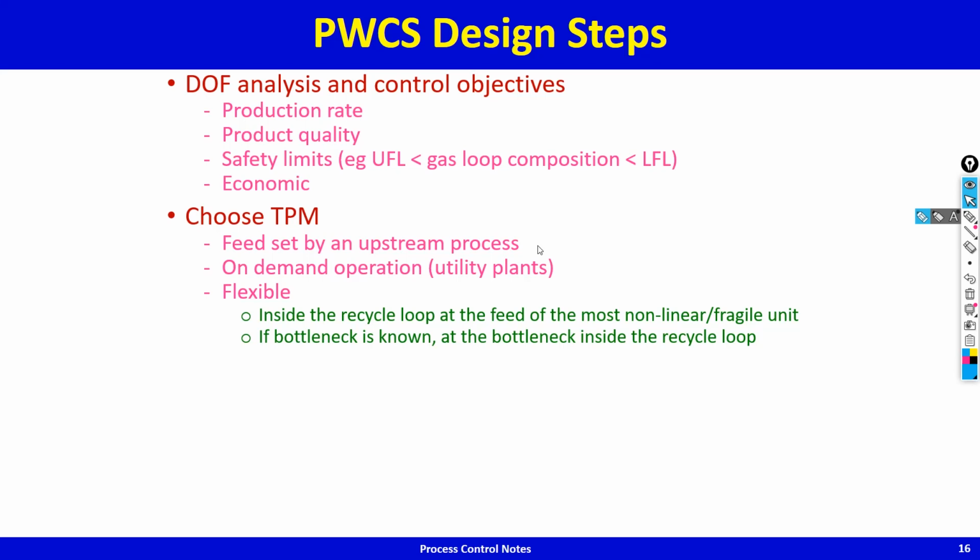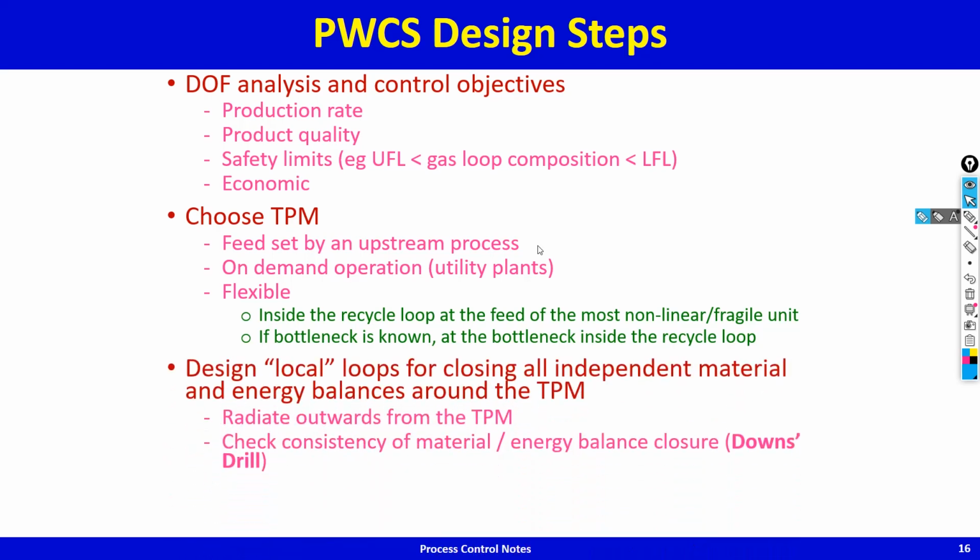If it is flexible, because you got supply from a large storage tank, fresh feed being supplied from large storage tank farms, then the throughput manipulator should be inside the recycle loop at the feed of the most non-linear or fragile unit. If the bottleneck is known, usually that bottleneck will be inside the recycle loop, and then what we are saying is you choose the throughput manipulator at the bottleneck inside the recycle loop.